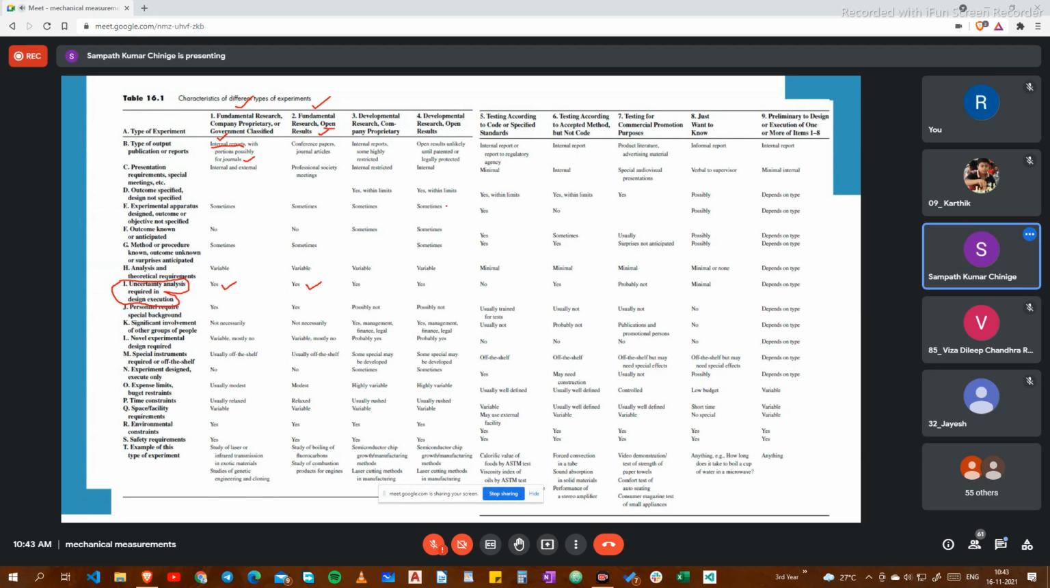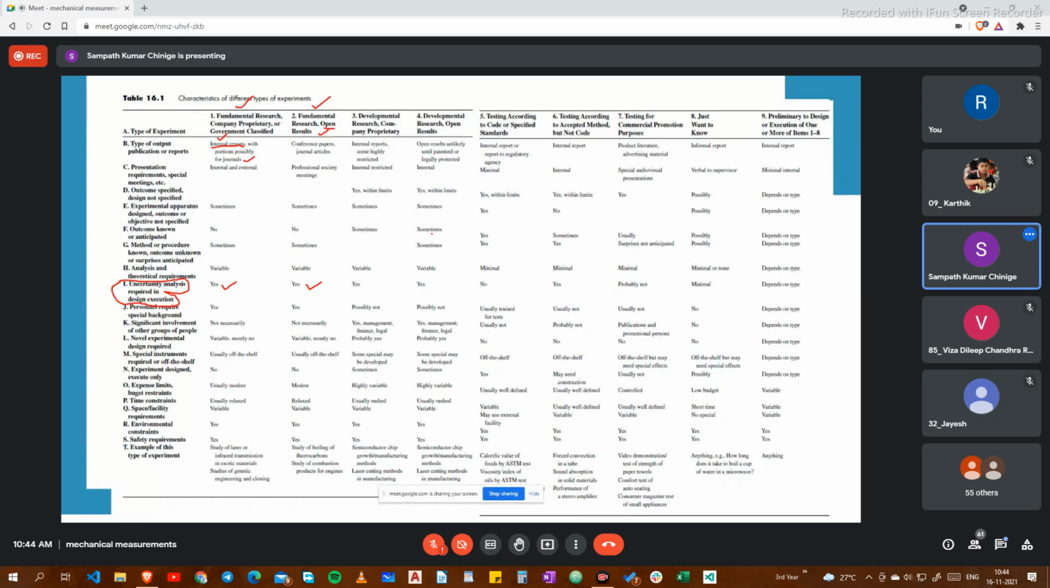Sometimes it's the same thing. We don't use the same thing even for developmental research. We are not necessarily required to use the same apparatus. Sometimes we go for another. Outcome known or anticipated. Sometimes it's not always correct that the outcome is not known, just like in fundamental research. Sometimes we vaguely know what is going to come as an output.